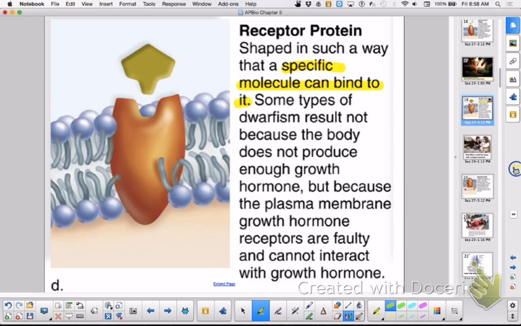Okay, so what was our first one? Channel. Okay, and what was our example of a disease where we had trouble with a channel? Cystic fibrosis. Okay, then what was our next one? Carrier. And what was our one for that one? The exchange. What did we exchange? Sodium, potassium, pump. What was our third one? Cell recognition. And we're going to use that in what system? Immune system. Okay, and then here's our fourth one. It's a receptor. Okay, so for your receptor, it's shaped so that a specific molecule, and it could be, for example, a hormone, can bind to it.